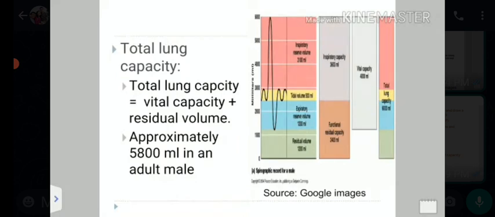Next is total lung capacity. It is the maximum volume of air present in the lungs after maximum inspiration. It is equal to vital capacity plus residual volume, and the value is about 5800 ml in male.